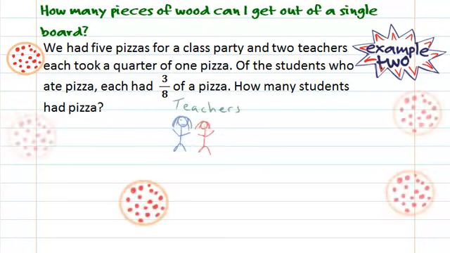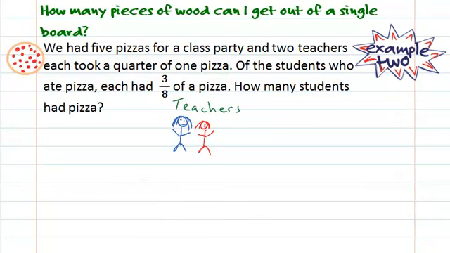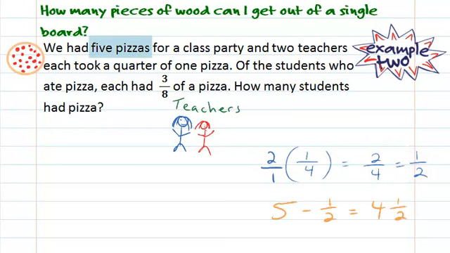We have 5 pizzas, and 2 teachers each took 1/4 of 1 pizza. So let's stop there and figure out how much pizza is left for the students. If each teacher took 1/4, or 1 divided by 4, of a pizza, then we will multiply 1 divided by 4 by 2, which equals 2 divided by 4, or 1/2. And if there are 5 pizzas to start with, then 5 minus 1/2 equals 4½ pizzas.